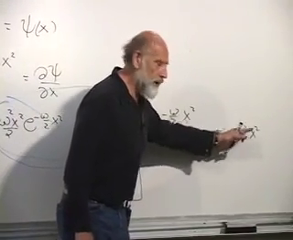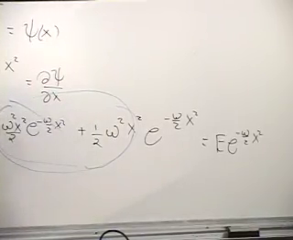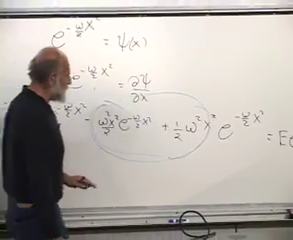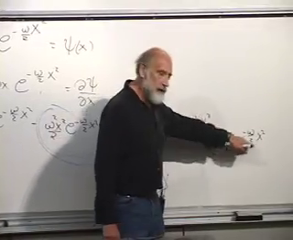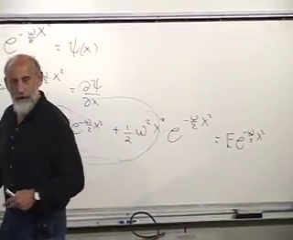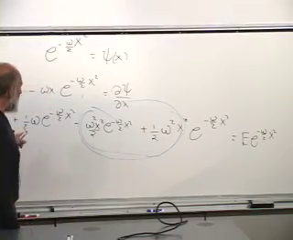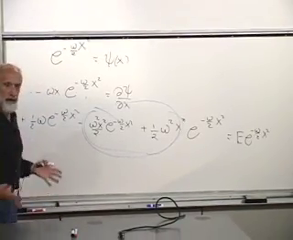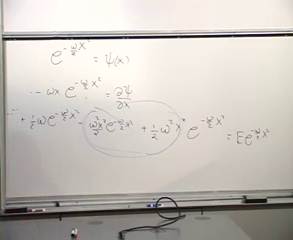What's left is 1/2 omega e to the minus omega over 2 x squared equals e times e to the minus omega over 2 x squared. In other words, a certain constant times the exponential is equal to another constant times the exponential. Well, it's quite clear how to solve this. You just set e equal to 1/2 omega. E equals 1/2 omega. That will solve the equation.